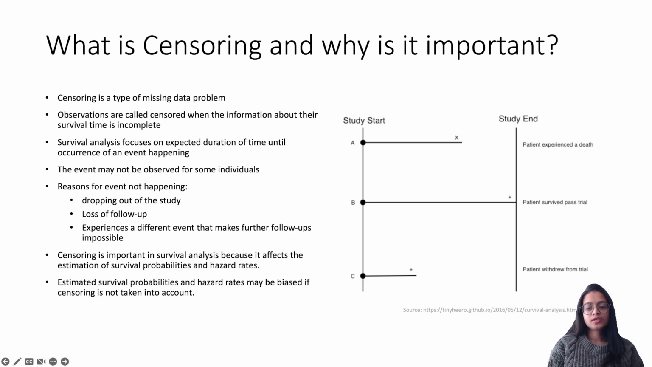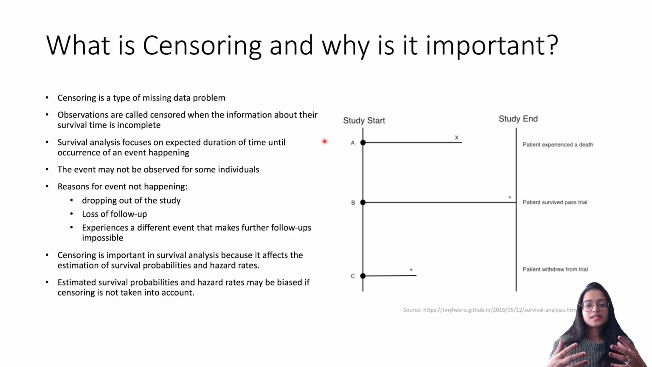So let's say we start following a group of 100 patients from the time of the diagnosis of cancer, and we follow them for 5 years, and during this time 60 of them do not make it, that is they die from the disease, and 10 patients drop out of the study before the end of the 5-year period, and we do not know whether they died or not. There could be various reasons that these 10 patients discontinued from the studies, and the reasons could be that they simply dropped out of the study, or there is a loss of follow-up, or maybe they experienced a different event that made further follow-up difficult.